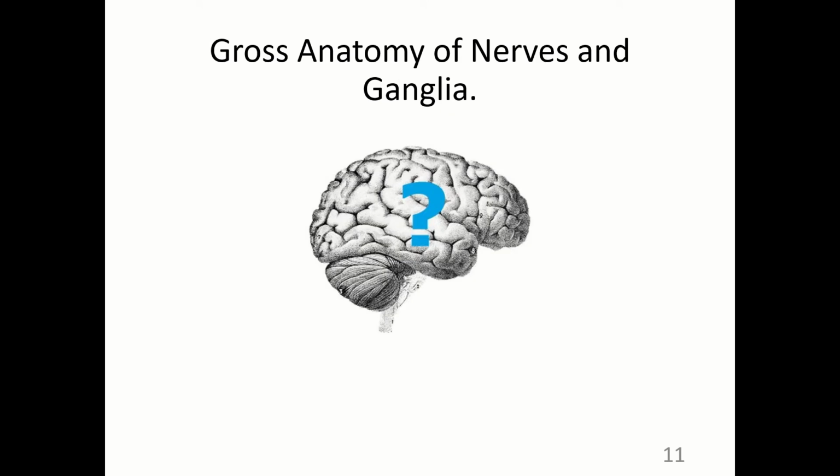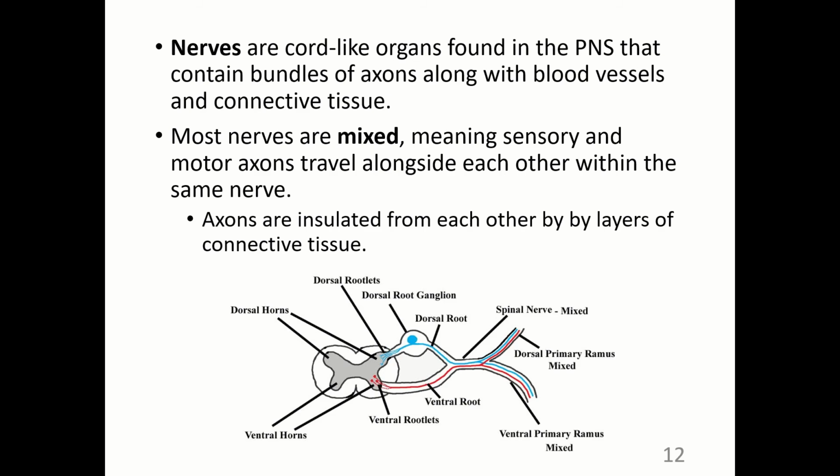Now let's look at the gross anatomy of nervous tissue. We'll start with the gross anatomy of nerves and ganglia. Nerves are cord-like organs found within the peripheral nervous system that contain bundles of axons, along with blood vessels and connective tissue. Nerves are actually going to be organized much like muscular tissue.